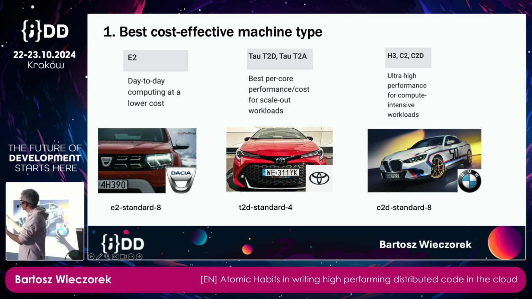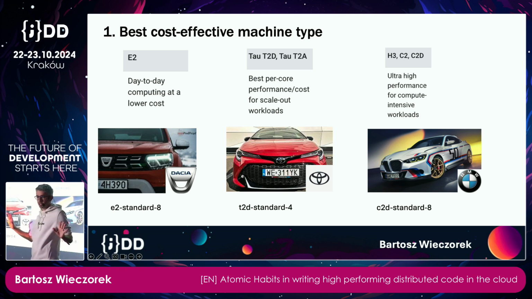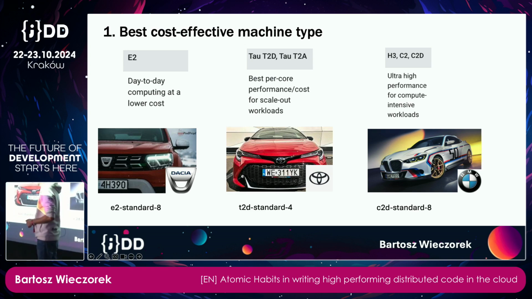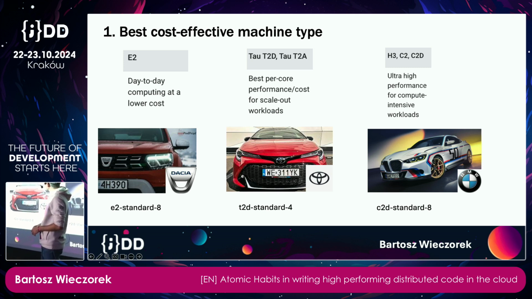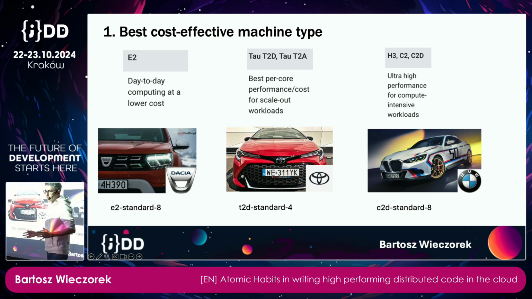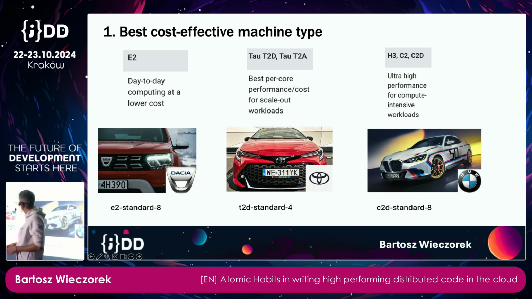Shall we go for the E2 standard machine, which is like a Dacia type? Not to offend any Dacia guys, Bigster and Duster have really high sales right now. The E2 standard 8 machine is day-to-day computing at low cost. This is what Google says. So let's put it in one category. Then the regular machine for, let's say, best performance per dollar cost for scale-out workloads, and we are scaling out sometimes if there is high traffic. Let's put Toyota there.